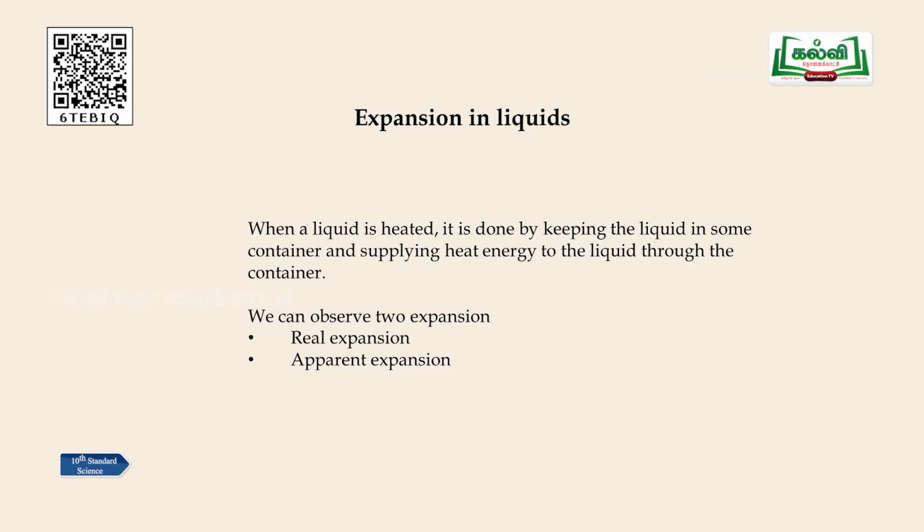When we discuss like this, then we have to talk about two types of expansion. So let us see the condition here. When a liquid is heated, it is done by keeping it in some container and supplying heat energy, so the liquid gets heated along with the container. Then we will observe two types of expansion. One is called real expansion and the other is called apparent expansion. So what is the real expansion? Actually how the water gets expanded, and the apparent expansion is what we see through the apparatus or instrument. That's called apparent expansion.